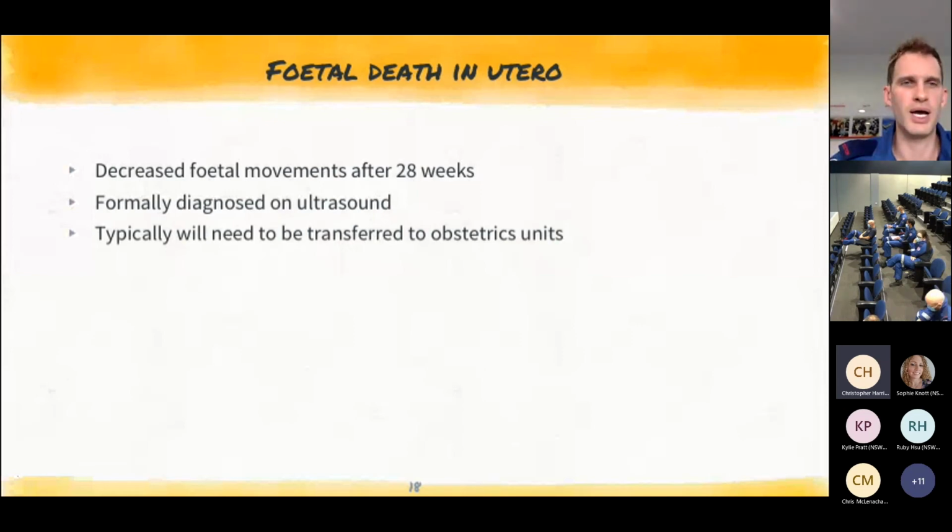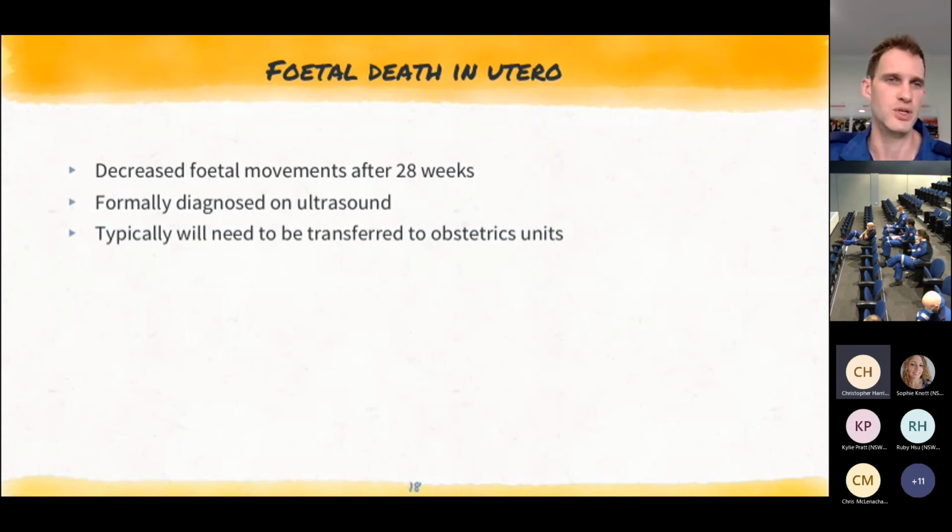And finally, for antenatal complications, just to touch on fetal death in utero, it's often detected or presumed when there are decreased fetal movements after 28 weeks, but it needs to be diagnosed on an ultrasound. I put this in because these patients often move to places with obstetrics units, and obviously they need a high quality formal ultrasound, and then to have discussions there with the staff on how and when the baby is going to be delivered.